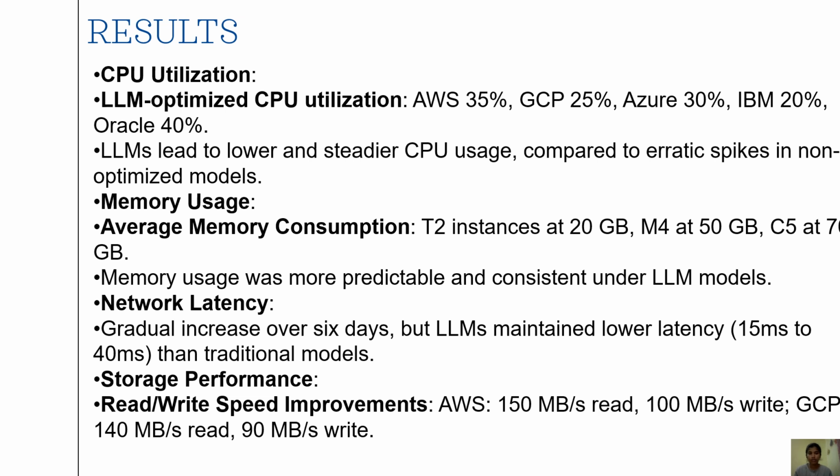For memory usage, the average memory consumption was 20 GB for T2 instances, 50 GB for M4, and 70 GB for C5, and memory usage was predictable and consistent under the LLM model. Then we have network latency and storage performance. Storage read and write speed improved in AWS, with 150 MB per second, including a 90 MB write and 140 MB read.